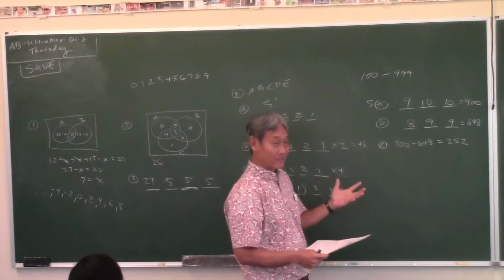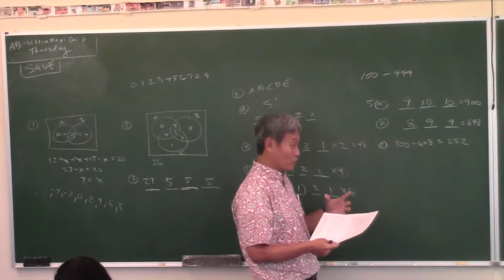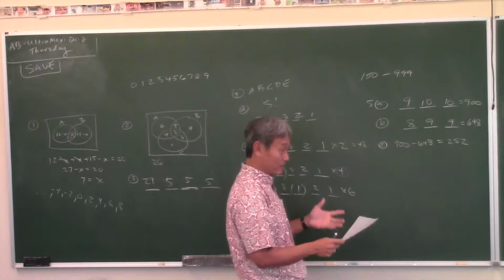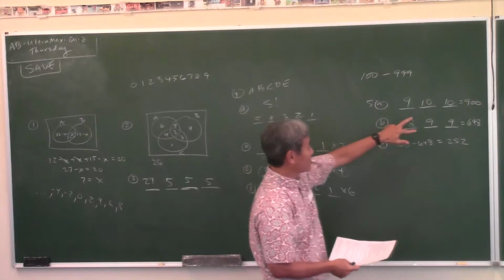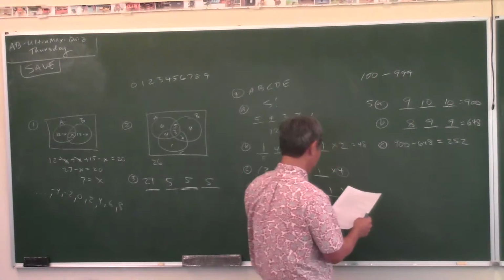You guys understand that? Because either a number has no 7s in it or it has at least 1, right? So if you can find these two, all you have to do is subtract.